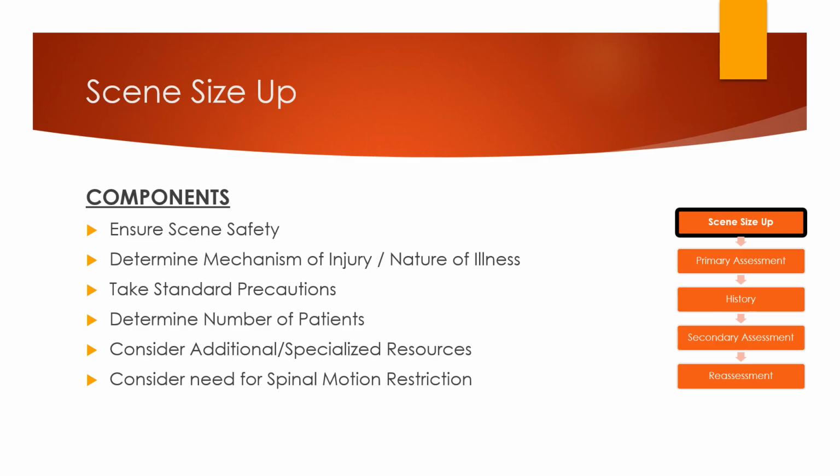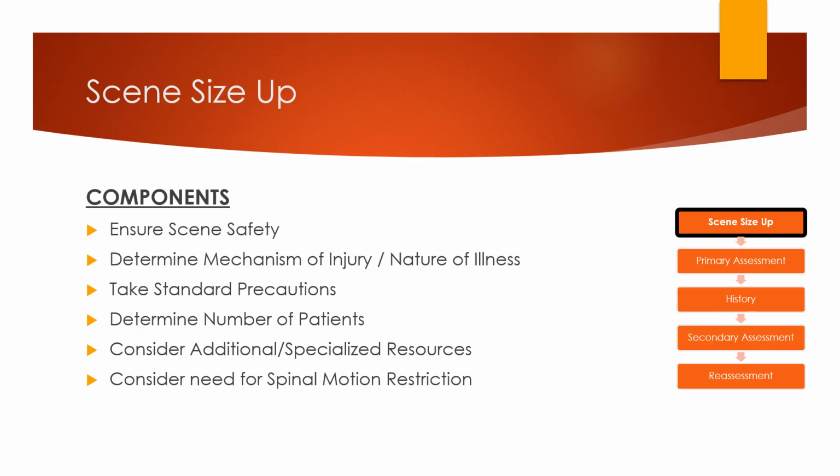Determine the number of patients. Usually for these medical patients, there is only going to be one, but there could be more, right? And then consider additional or specialized resources. Some of the situations where you might want to consider additional resources would be a patient who's having an acute myocardial infarction. Patients with acute myocardial infarction can go into cardiac arrest. And so you might need more people to take care of that patient. A patient who's already in cardiac arrest would be another example of a patient who would need additional resources.